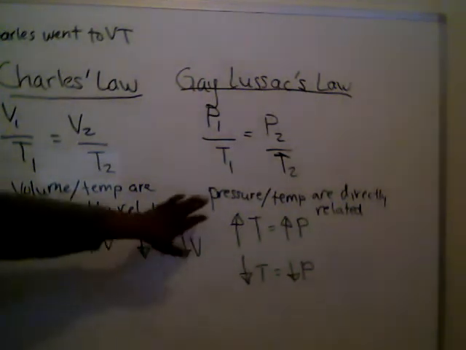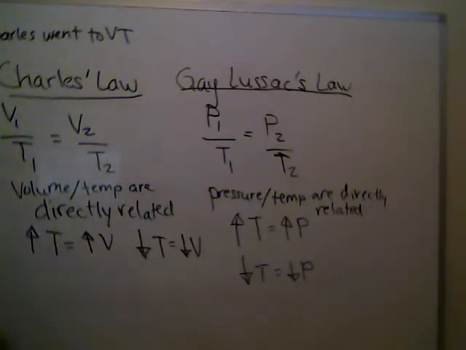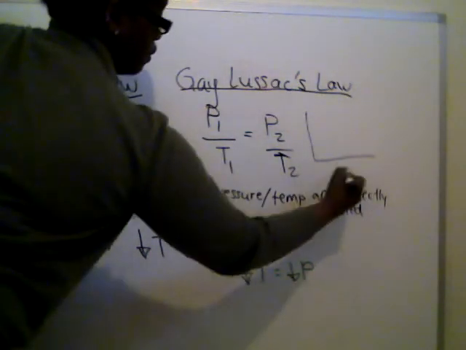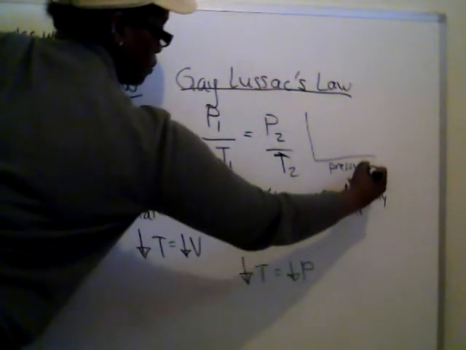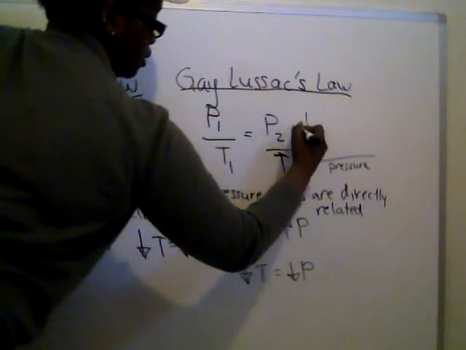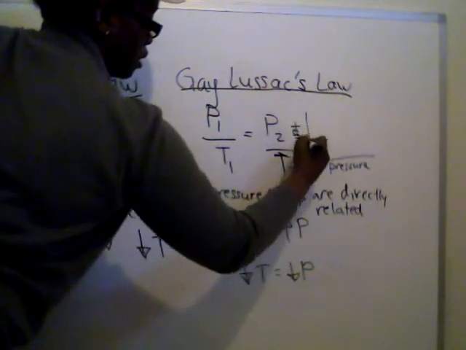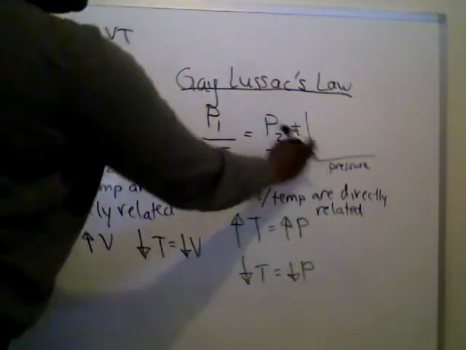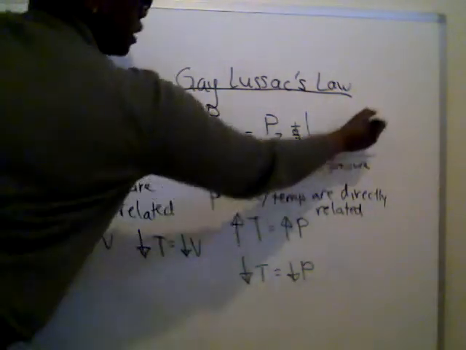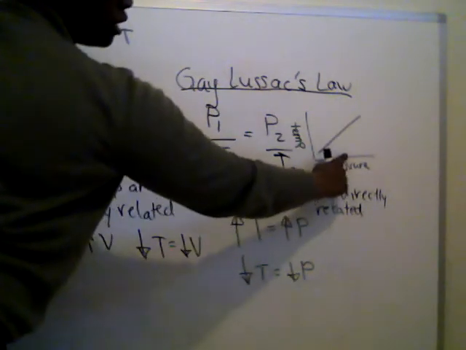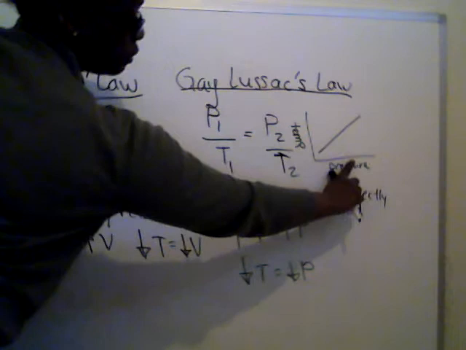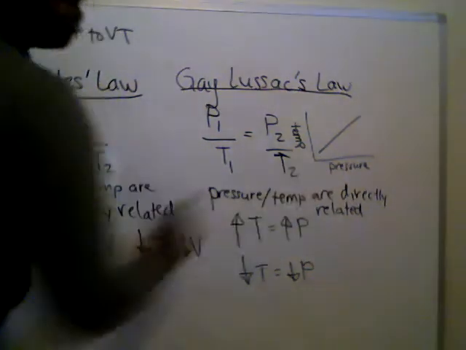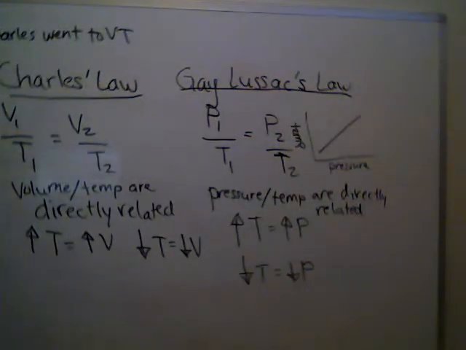Okay? So if we were to graph that, similar to how we did the other ones, I'll throw in a graph here. Let's say this is pressure, and this is temperature. It doesn't matter if temperature were here or pressure were there, but it would look something like this. So as we increase one, the other one also increases, or if we decrease one, the other one also decreases. So they go in the same direction.